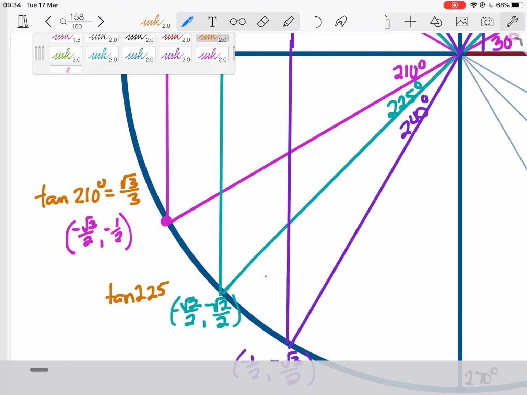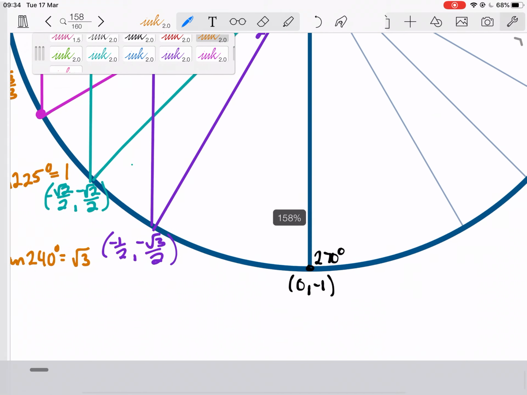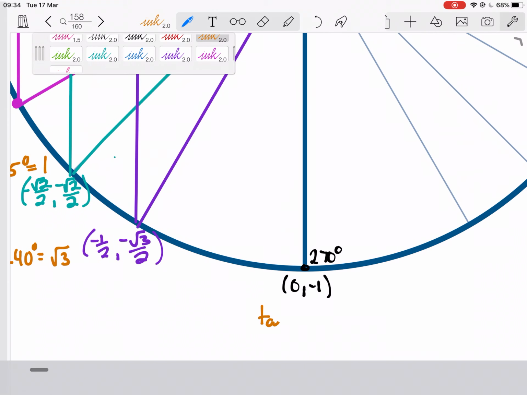So 225, this is the nice one, it's just a 1. Reference for the 45. And then tangent of the 240 is going to be equal to the square root 3. Again, reference to 60. So tangent of 60 is square root 3, and because we're in the third quadrant, tangent's going to be positive. And then down below, tangent of 270. We would be doing -1 over 0, which we can't do. So this is also undefined, like it was for the 90 degrees.